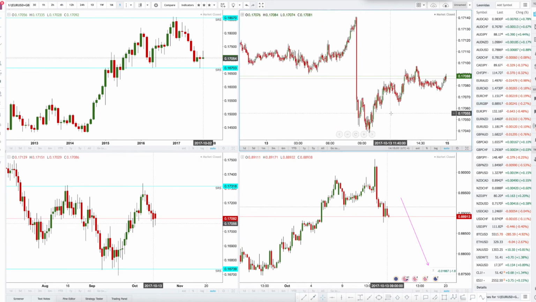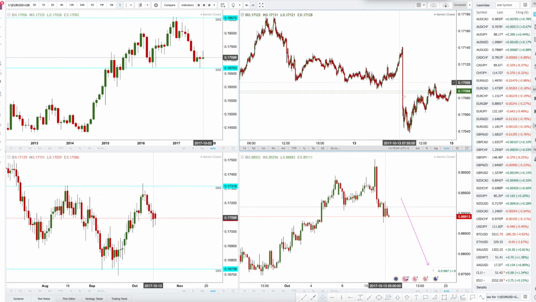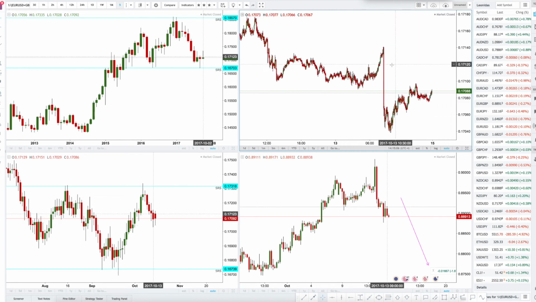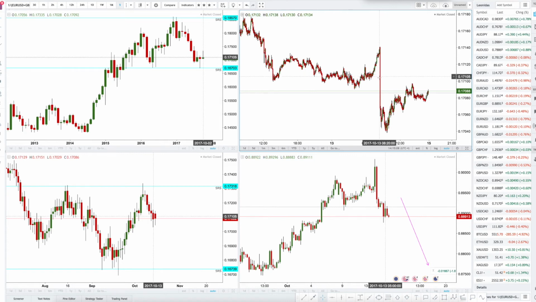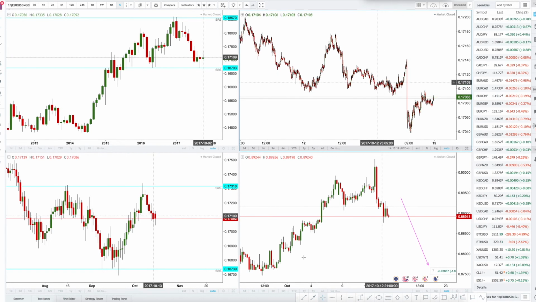5-minute chart. We had this big down candle here on Friday, and Friday the 13th, nevertheless. Nice little pullback here. So there's got to be some kind of trend line that we can take advantage of. Let's see.